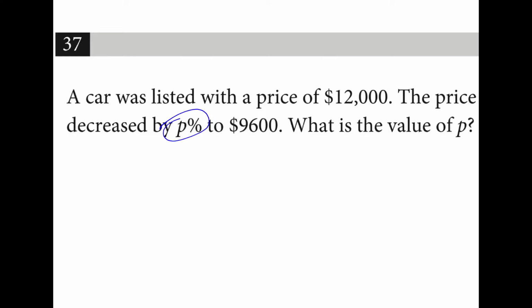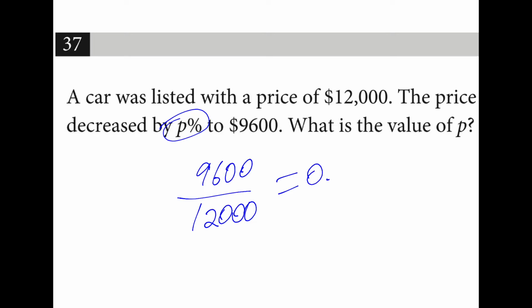To find out this decrease, we take 9,600 divided by 12,000, and you get 0.8, so that tells you that we had a 20% decrease. The answer is 20.